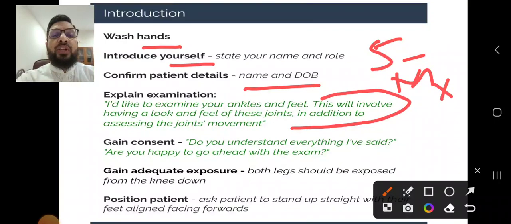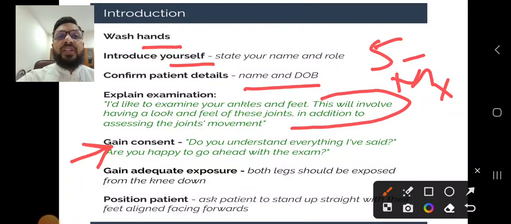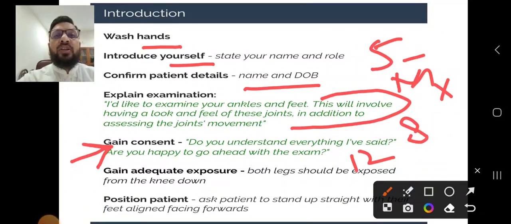Next, where most of the candidates forget, after that you have to ask the patient, are you okay with that, and do you understand everything that I have told you? So this is key and this is very important. Remember, the examination scales contain only 8 marks, and the rest of the 12 marks are related to your communication skills. So that is why it is very important that your communication skills must be up to the mark.